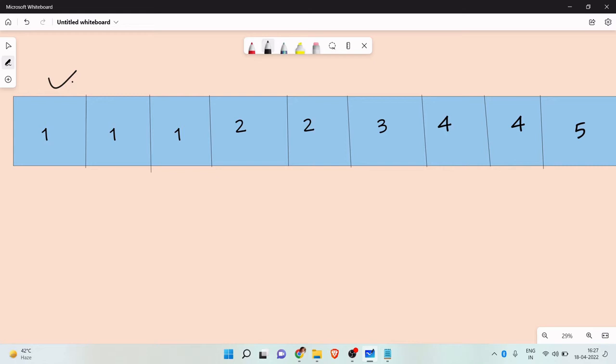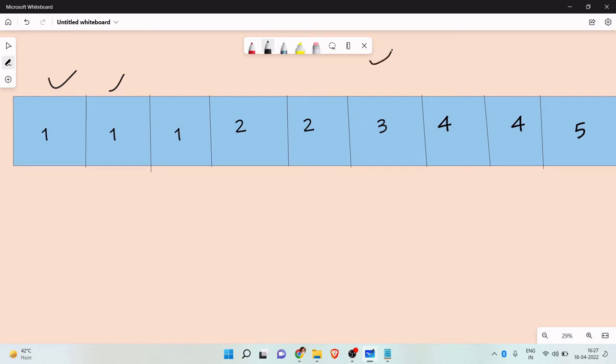This element is the answer, because since we are traversing from left to right, we are getting the smallest value first. Or we can do another thing: we can traverse through the array and check whether they're adjacent. In this case, the left part contains a 1 and the right part also contains 1. Means they're adjacent; if any one of the adjacent values contains the same value, it means duplicacy is here.